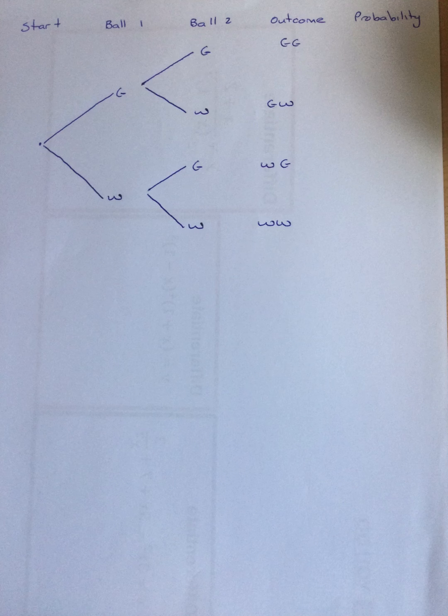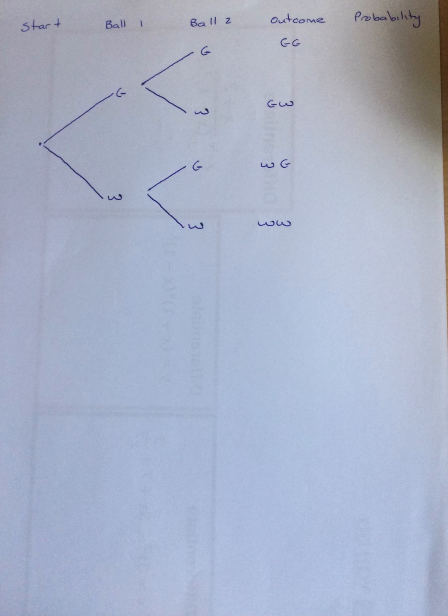So let's have a look at how our actual probability tree starts. We have the start, we have ball 1 and ball 2 because that's what we're choosing. We've got the outcome and the probability. So our first ball can be green or white. And then off each of those, for our second ball, we can also choose a green or white. And note our outcome. This is similar to what we did before. We just followed the branches.